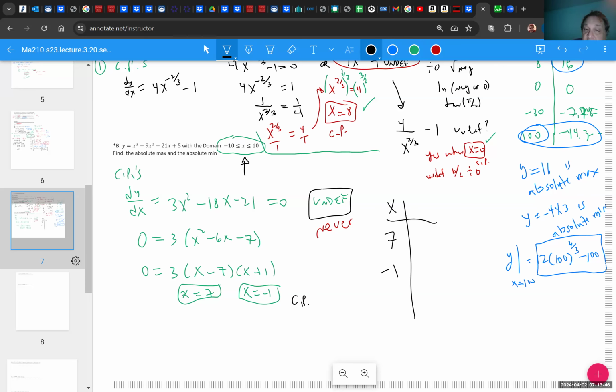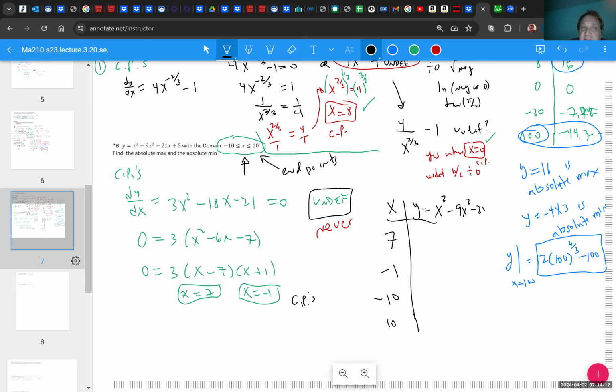We also need the endpoints. Well, the endpoints are given to us, right? That's just where the function starts and stops. It starts at -10, stops at +10. So those are my 4 values that are possible absolute max, absolute min. And how do I determine? Well, I find the y value for each, and then whichever is the highest is the absolute max, etc.